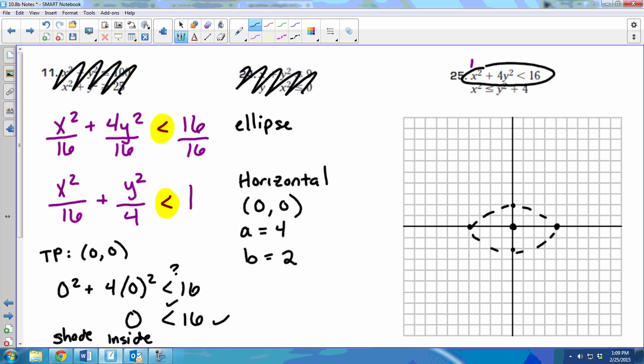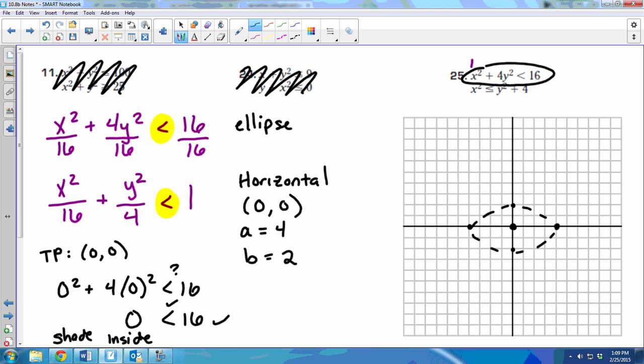It's true. The statement is true. That means you shade wherever 0, 0 is. In this case, it's inside the ellipse. You can use whichever version you want to. The original doesn't have any fractions. This is true. 0 is less than 16. So you shade wherever that point is. So in this case, inside the ellipse.